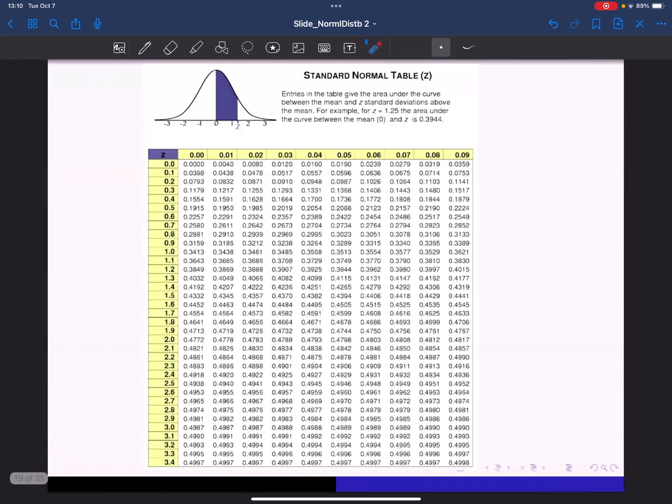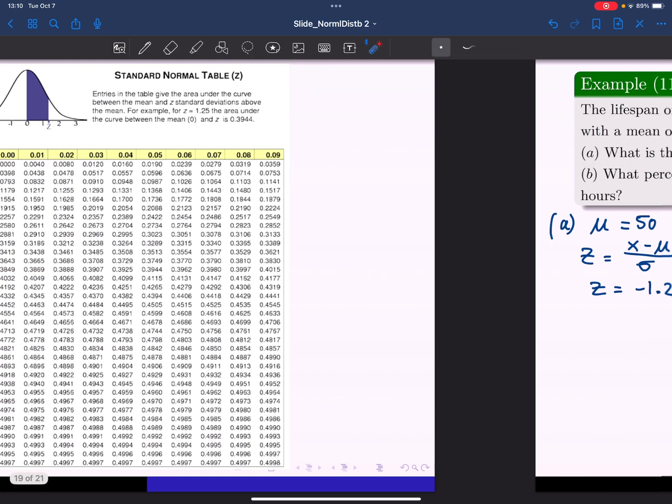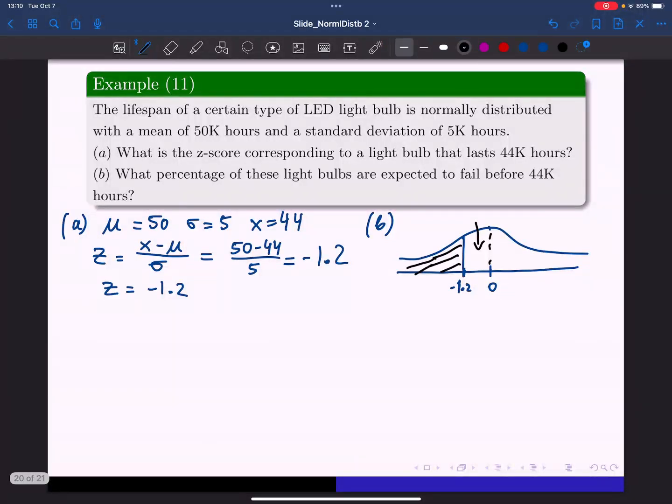So 1.2 is right here, 1.2, and we have 0 extra numbers. So at 1.2, we have 0.3849. So this area is 0.3849. So we need to find this area.